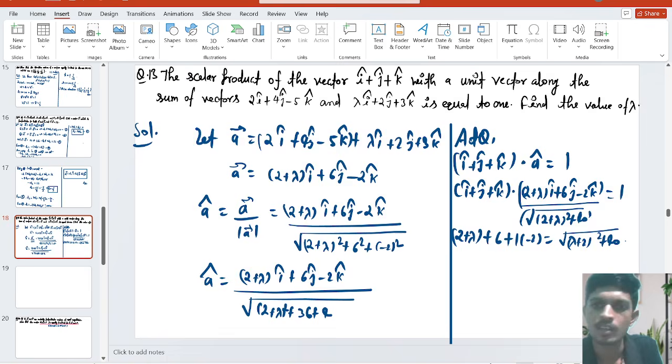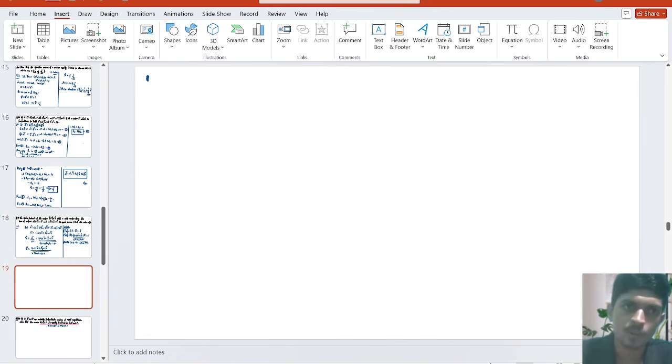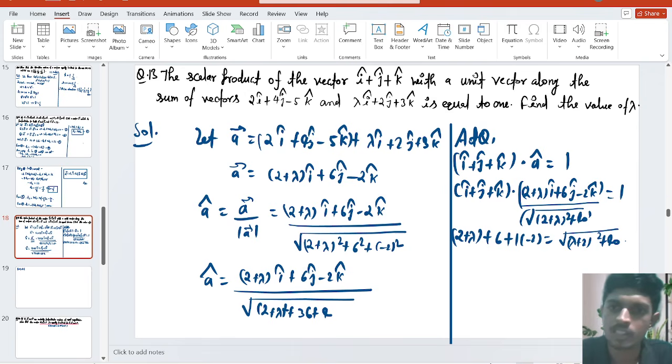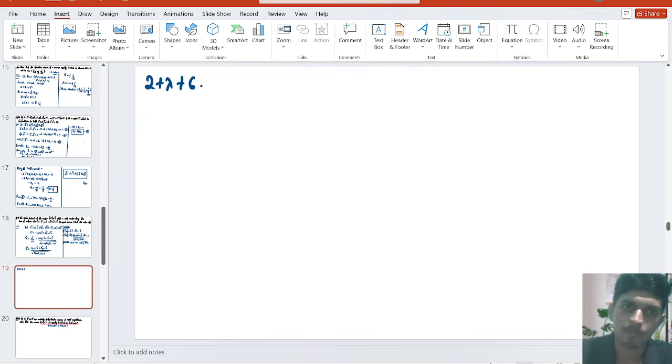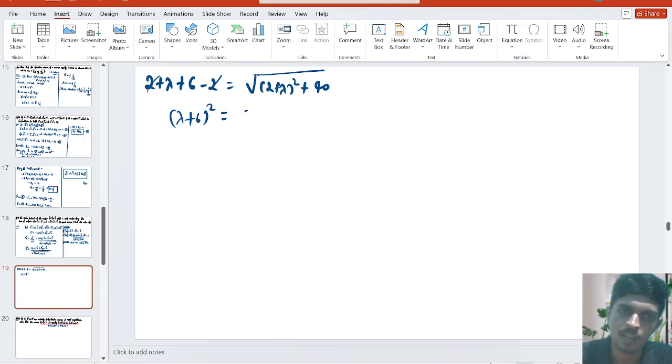Simplified: 2 plus lambda plus 6 minus 2, upon the root of 2 plus lambda whole square plus 14. So simplify, you get the answer. 6 minus 2 plus 2 cancel out, lambda plus 6. Taking the whole square from both sides, you get lambda plus 6 whole square equal to 2 plus lambda whole square plus 14. Just simplify, you get the answer.